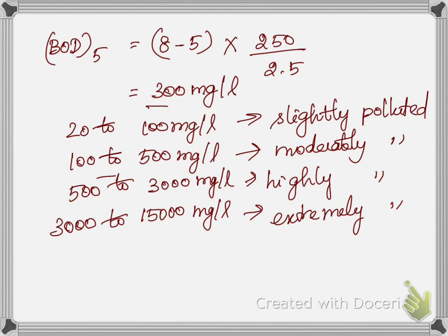Okay, so it means that we have to treat it actually, and then we have to use it for other purposes. That is the meaning. So the standard 5-day BOD is generally measured at 20 degrees Celsius. Why? Because the average temperature in water bodies will be about 20 degrees Celsius. So the 5-day BOD is also measured at 20 degrees Celsius. So we will move on to the next problem.